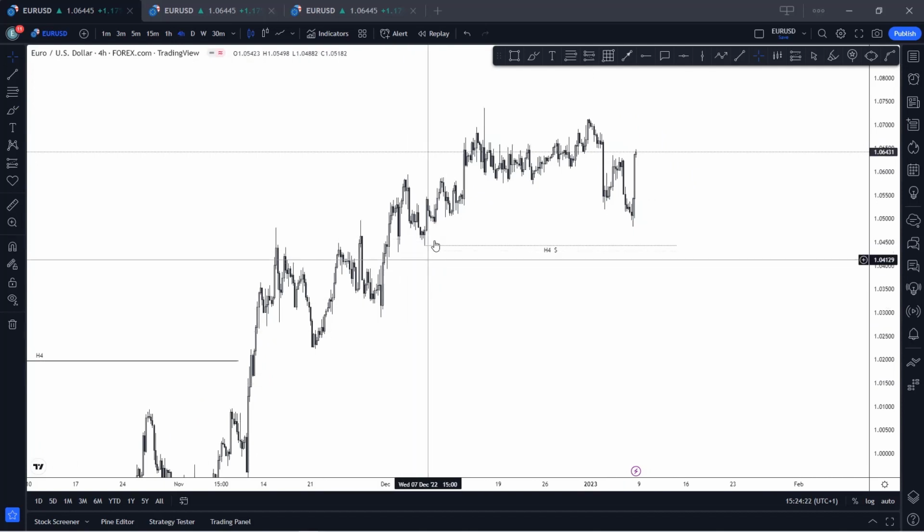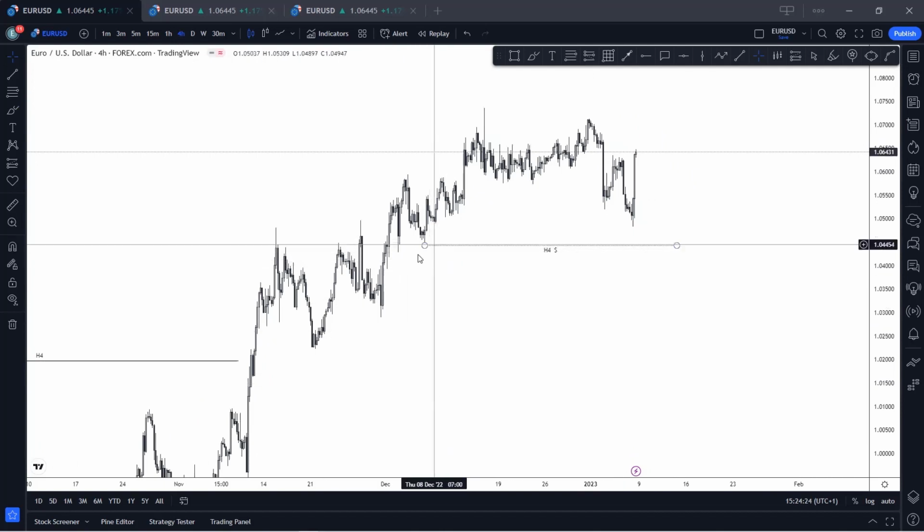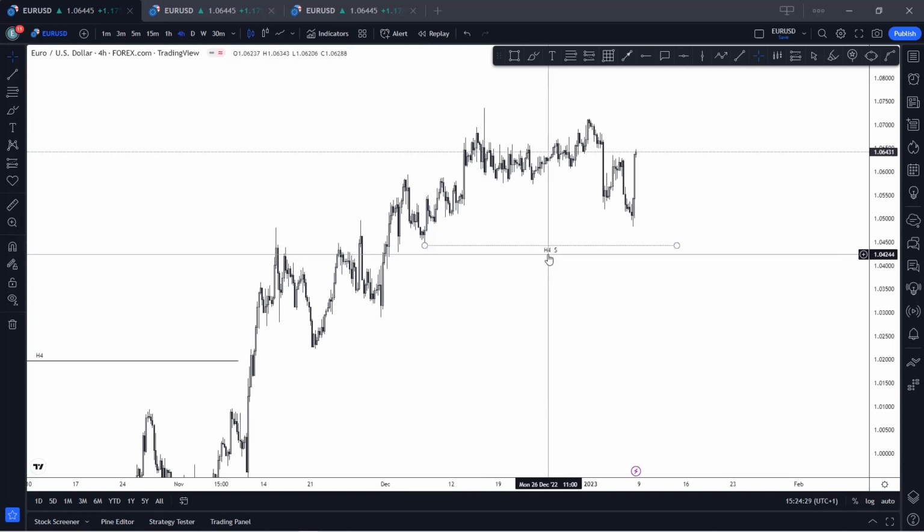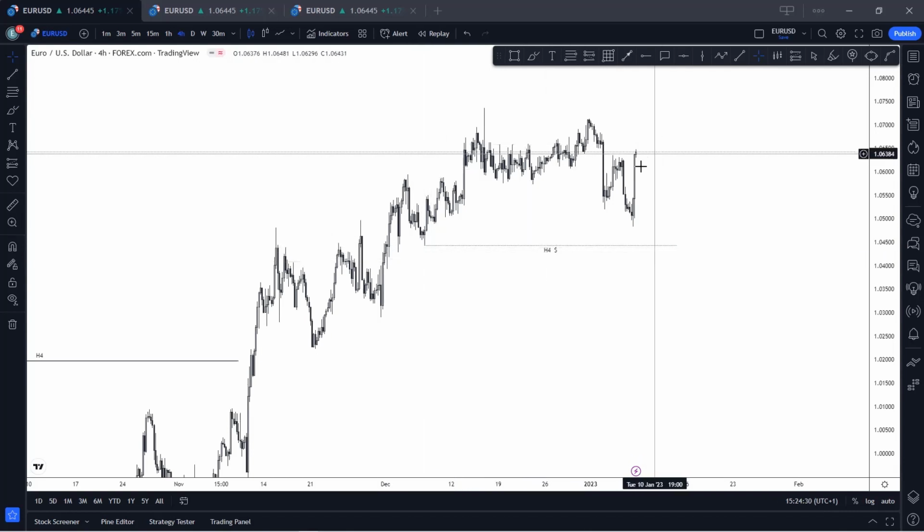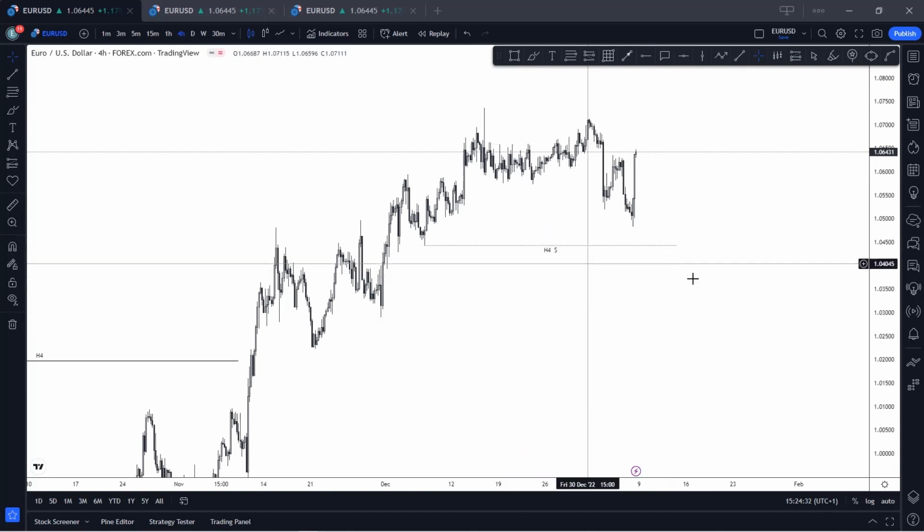So we can see now that we have this low. This is our first low. This is our first drawn liquidity. That's why I marked it as H4, with a dollar sign. So this is my first drawn liquidity on the H4.